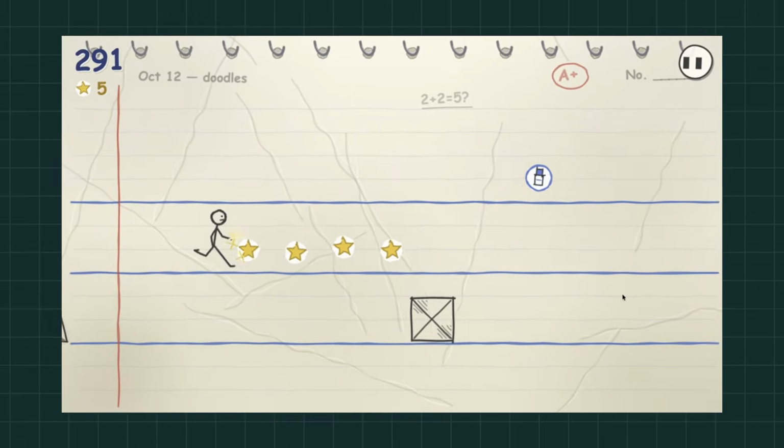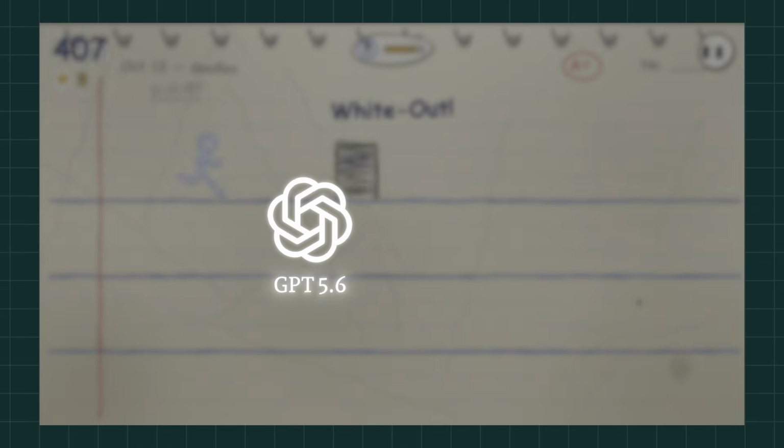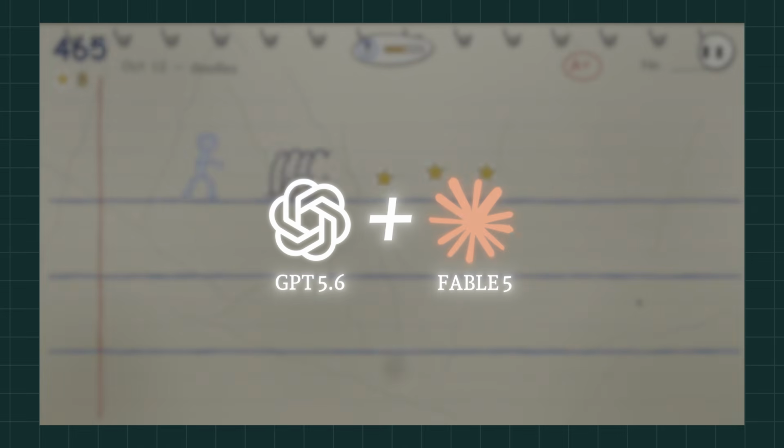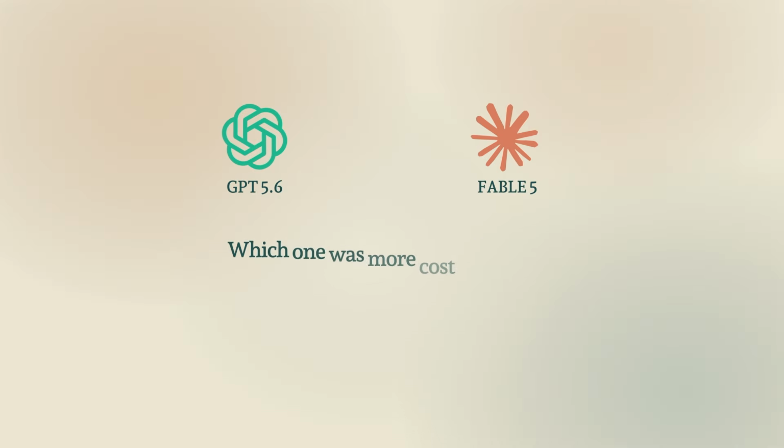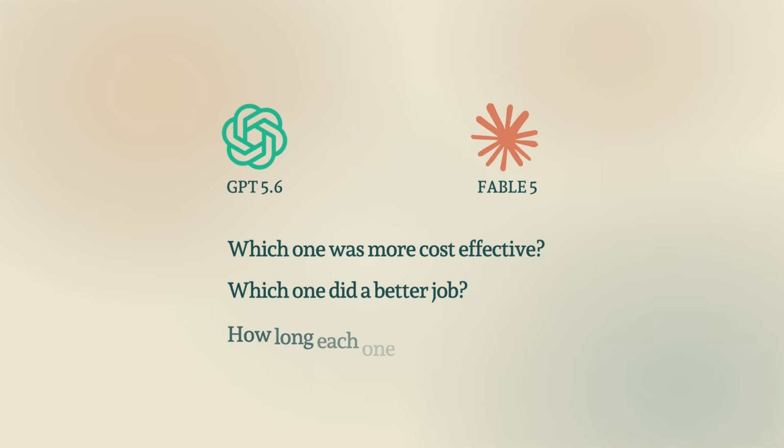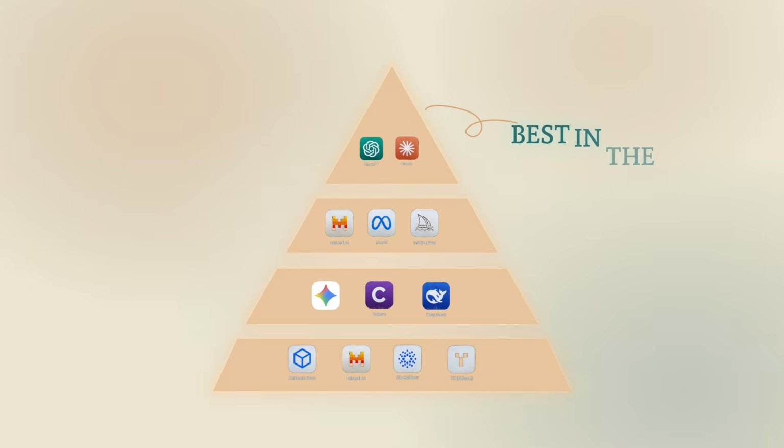I just built this full game using GPT 5.6 and Fable 5. And I'm going to show you exactly how I did it, but most importantly, which one was more cost effective, which one did a better job, and how long each one took. Because if you're considering using either of these models right now, they are the best in the business at agentic coding. Which one should you really use?